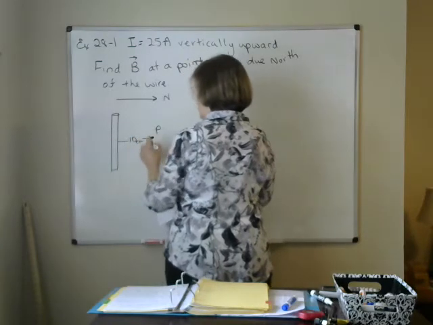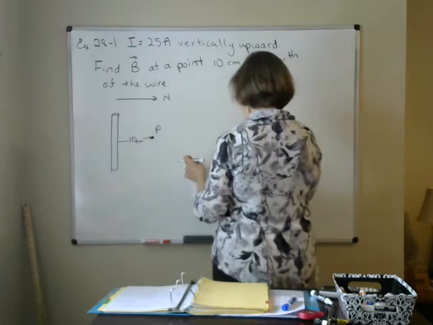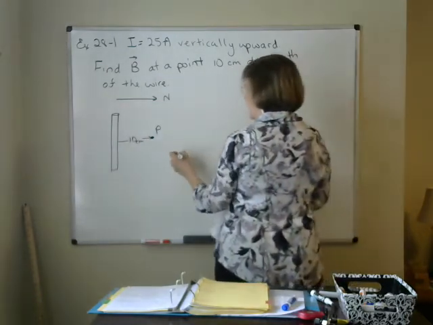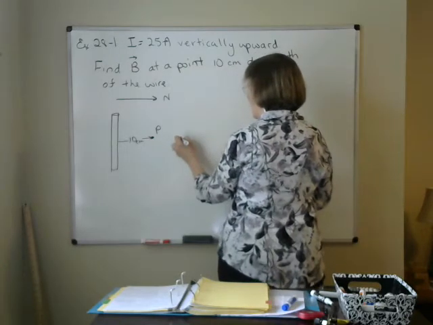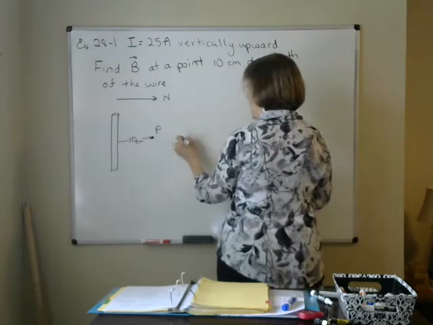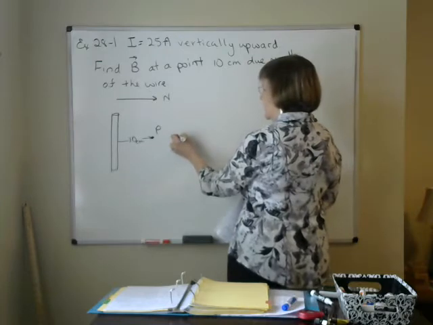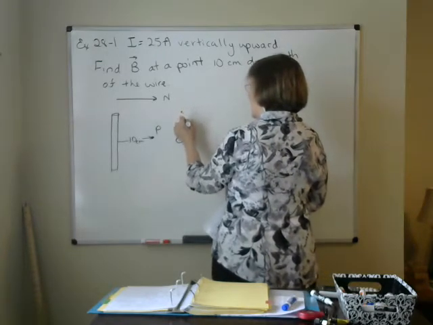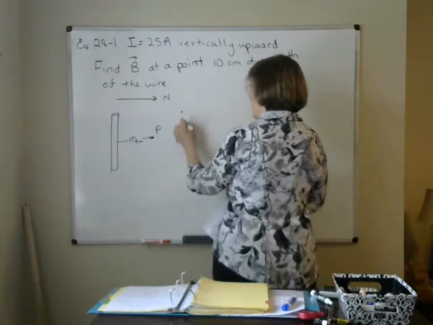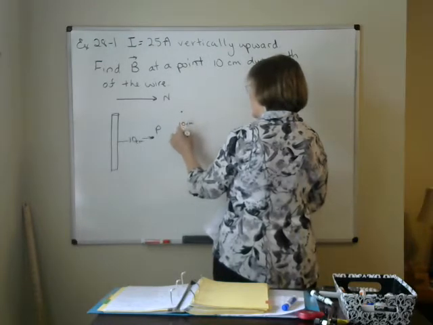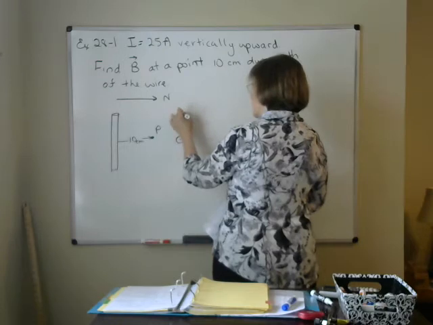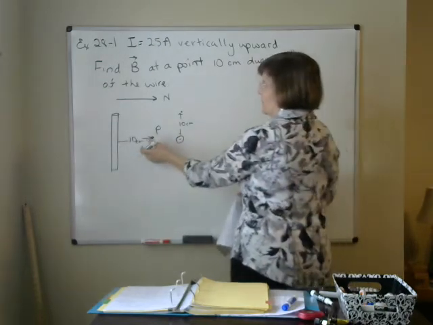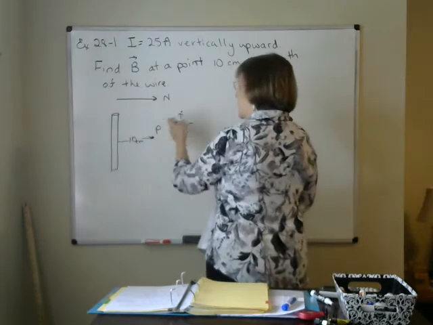There's our point. If we were to look at this from above, we could do that. We could draw it where the wire coming straight out looks like this, pointing straight up, and then we wanted a point that was 10 centimeters north. There's that point P again. This picture works just as well. Straight up, that way's north.